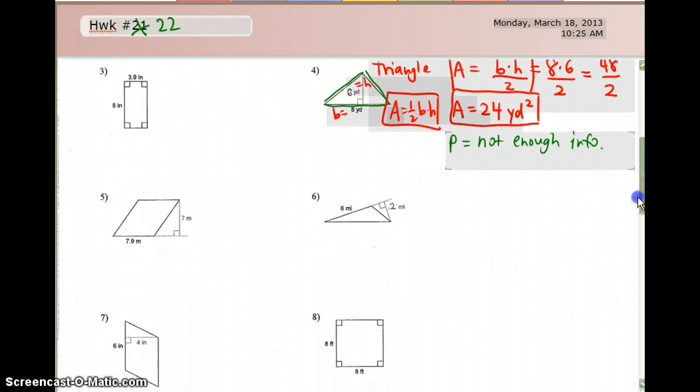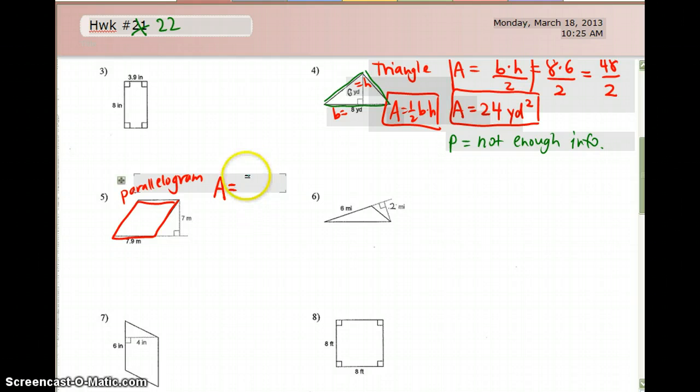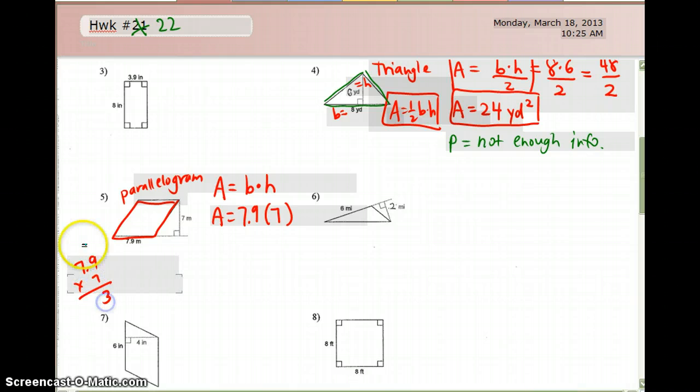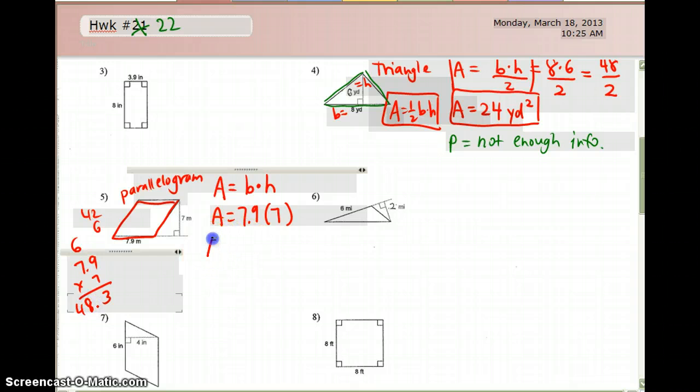Skipping down to number 5, the area, and this is the shape right here that I'm outlining. It's not a triangle, actually it's a parallelogram. So the formula for the area of a parallelogram is base times height, and so I'm simply going to multiply 7.9 times 7, and without using a calculator, I'm going to get 48.3.